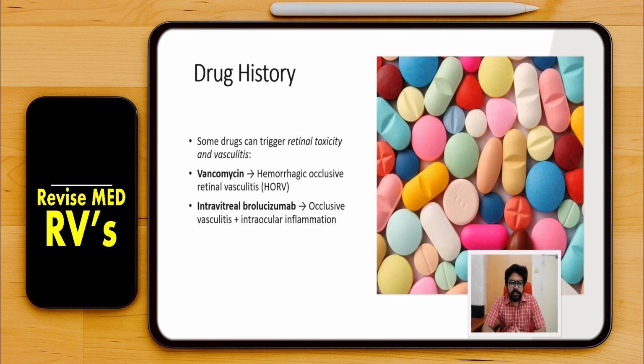Coming to the drug history, you have to be very careful regarding some drugs, especially vancomycin. Vancomycin can cause hemorrhagic occlusive retinal vasculitis, if you are giving it intravitreally. Brolucizumab is an anti-VEGF molecule. It can also cause occlusive vasculitis along with intraocular inflammation. In order to diagnose any drug-induced uveitis, there should be a temporal association. Without any temporal association, never consider drug-induced uveitis. There must be an initiation of a drug which is going to precipitate this event. So there should be a temporal association.